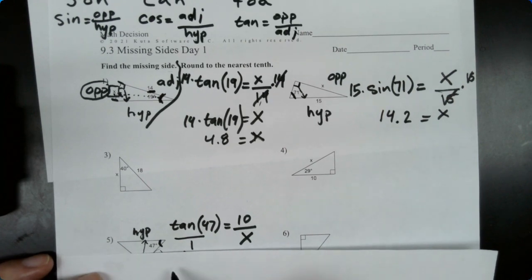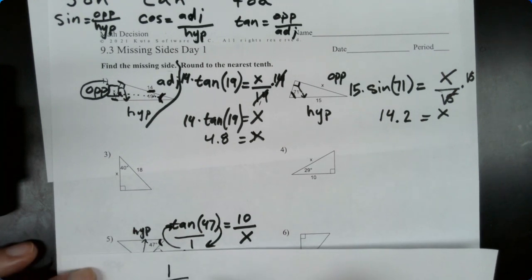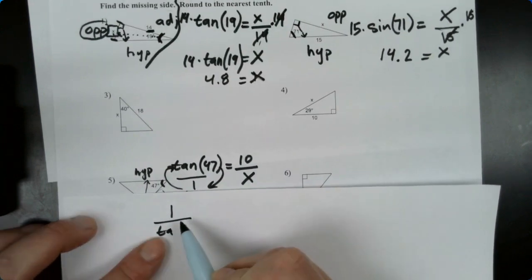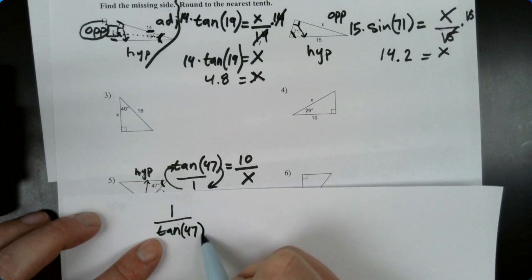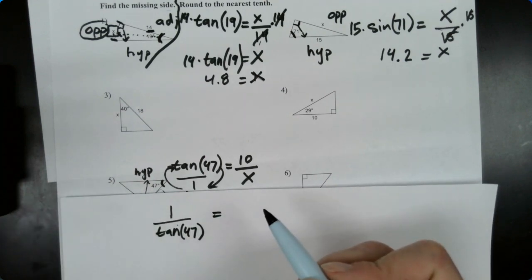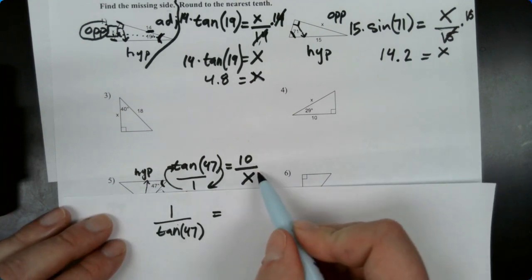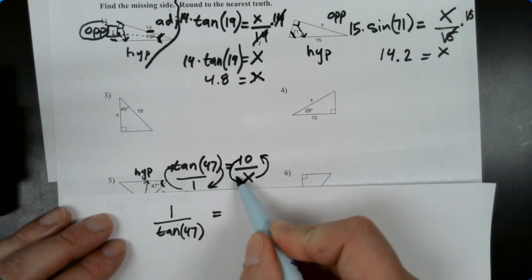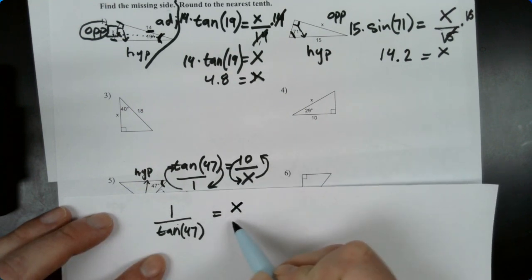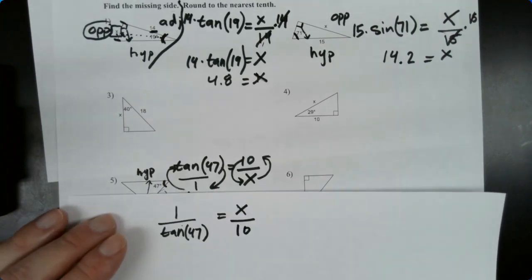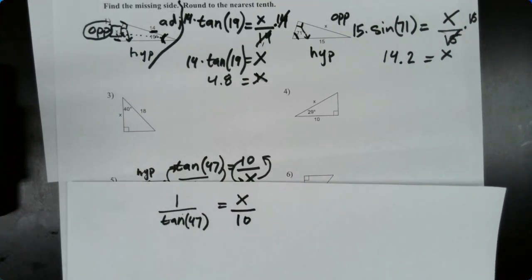So we're just going to flip both sides. I'm going to flip this side upside down, so the 1's going to go on the top and the tangent of 47 is going to go on the bottom. So 1 over tangent of 47. And if I flip something on the left, I better flip the other thing on the right side. So the x is going to go on the top and the 10 is going to go on the bottom. And that is nice because we got the x off of the bottom. That's what makes it tricky, if we have the variable on the bottom.